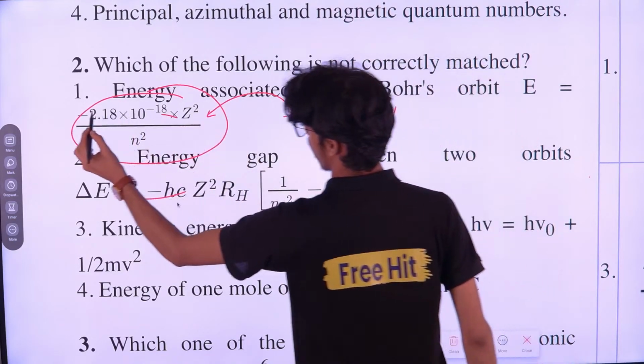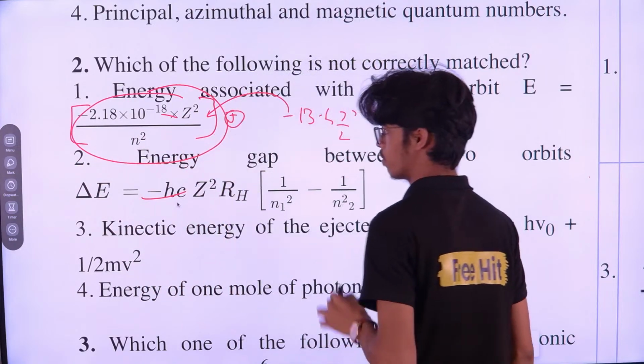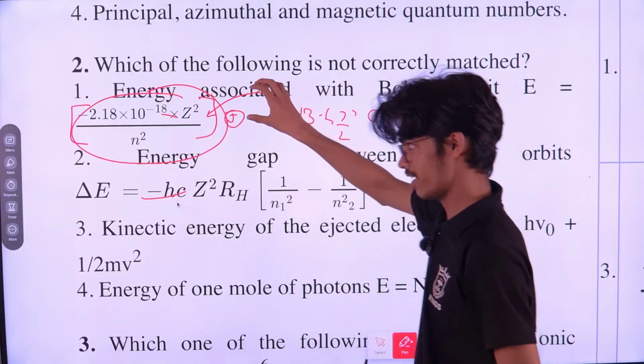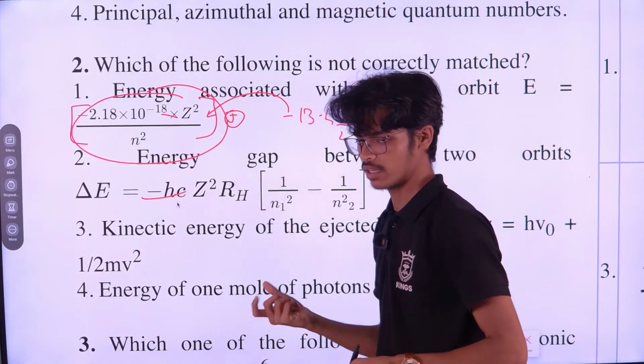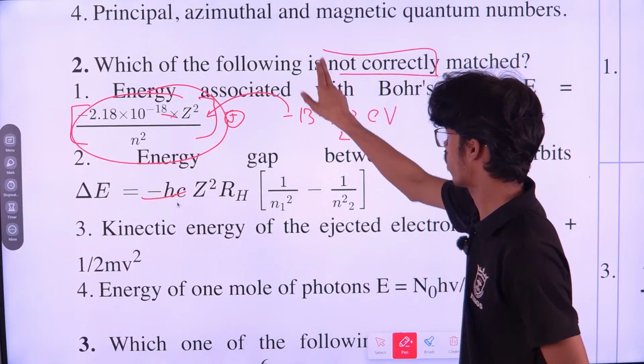So this is the energy. This is the formula for the energy in joules for a Bohr orbit. So option number 1, the statement is right, so it means the option is incorrect. We have to find the one that is not correct.